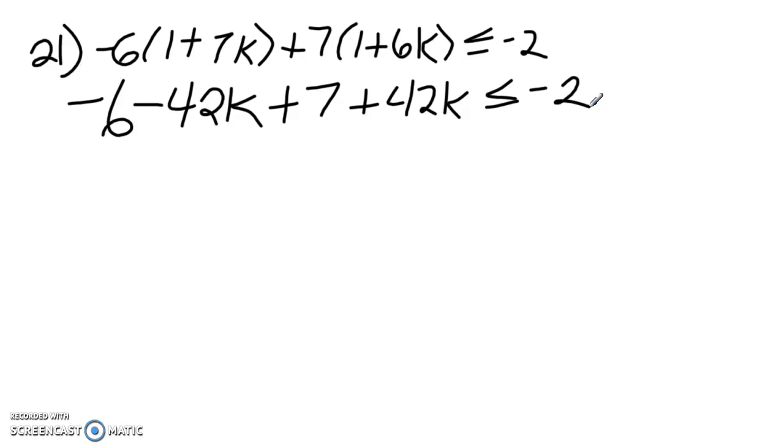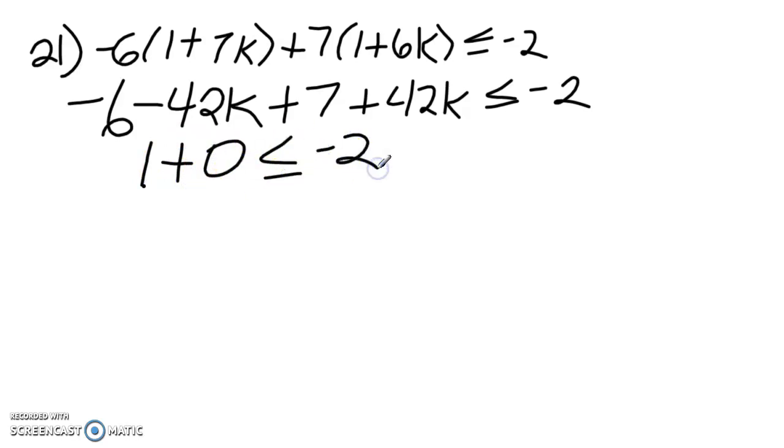Okay, so on the left, we're going to combine like terms. I have a negative 6 and a positive 7. What is negative 6 plus 7, Tawny? Do we have more positive or more negative? Oh, it's a positive. Positive 1. Good. So we have 1. And I have a negative 42k plus 42k. What does that give me, Caitlin? Negative 42k plus 42k. 0. So I have 1 plus 0.